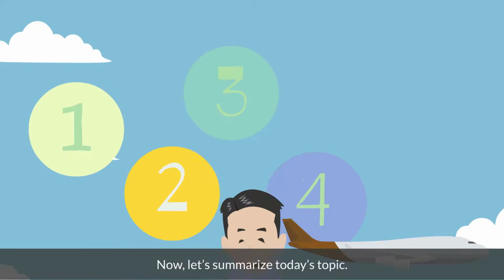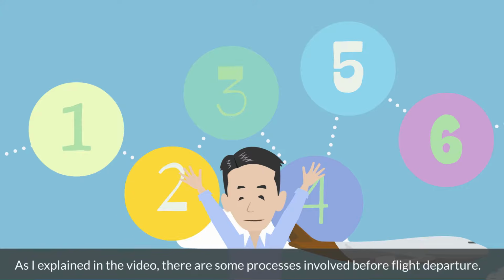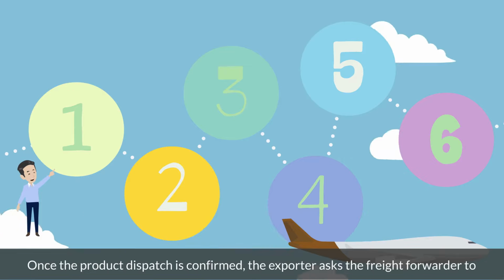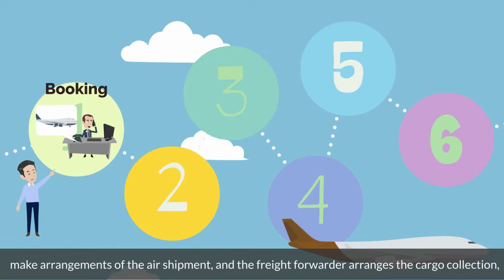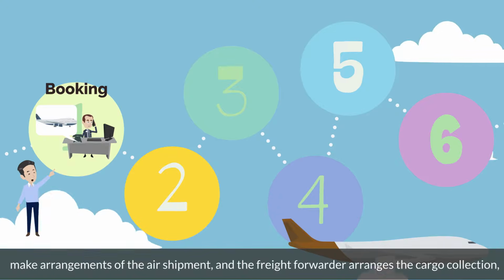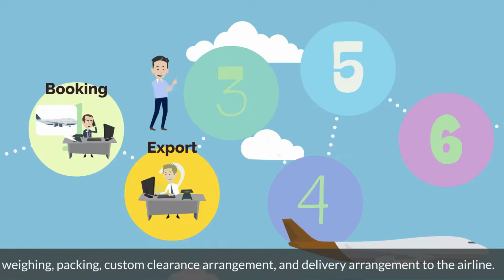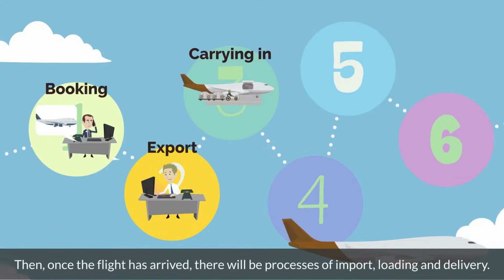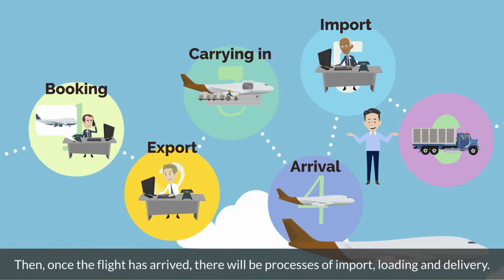Now, let's summarize today's topic. As I explained in the video, there are some processes involved before flight departure. Once the product dispatch is confirmed, the exporter asks the freight forwarder to make arrangements of the air shipment, and the freight forwarder arranges the cargo collection, weighing, packing, customs clearance arrangement, and delivery arrangement to the airline. Then, once the flight has arrived, there will be processes of import, loading and delivery.